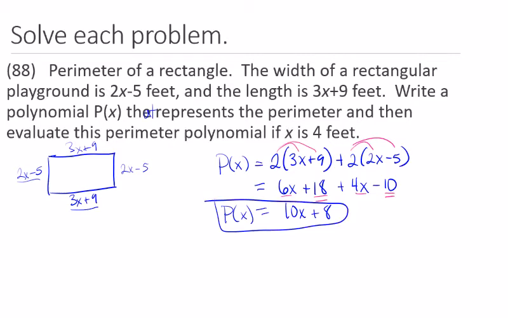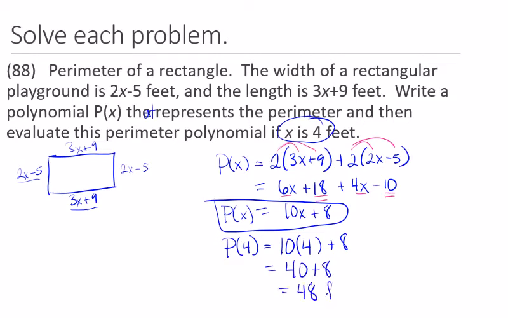So then it says, then evaluate the perimeter if x is 4 feet, right? So what I'm going to do is put 4 in for x. So it'll be 10 times 4 plus 8, right? So I'll put that 4 in here. And so 10 times 4 is 40, plus 8 is 48. Don't forget your units. All right. So that's one way we can use polynomials and apply them to a situation.